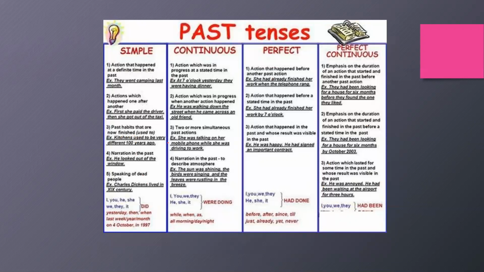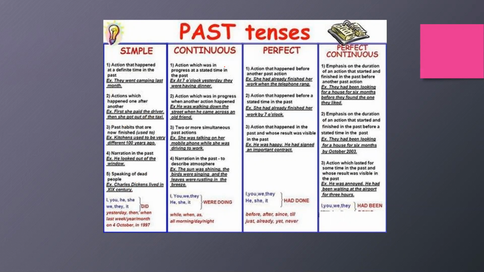Then we are using it for actions which started in the past, but one after another. First, she paid the driver and then she got out of the taxi. And we are using simple past tense when we are speaking of a dead person. Charles Dickens lived, with -ed, right? Lived.